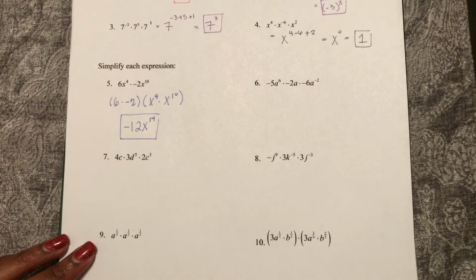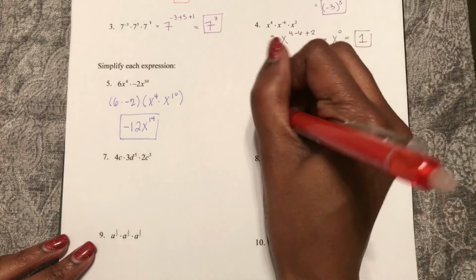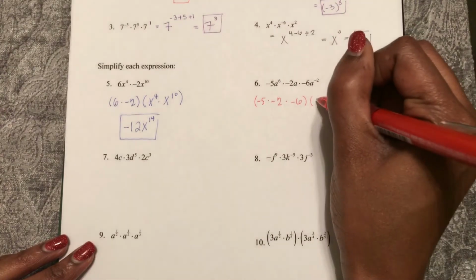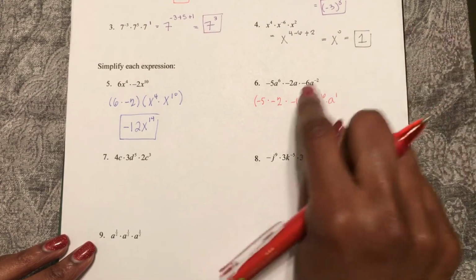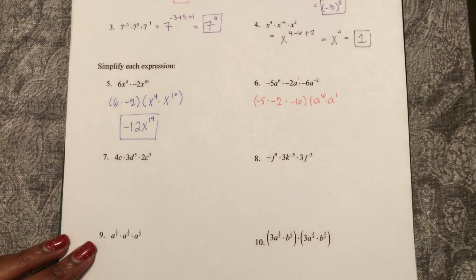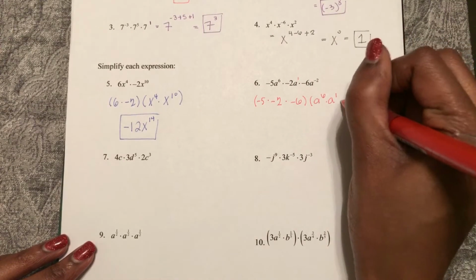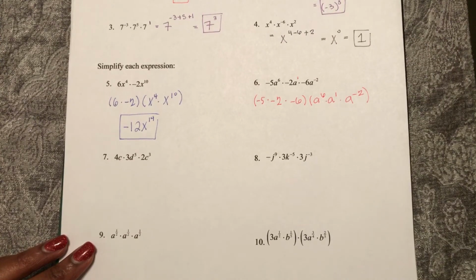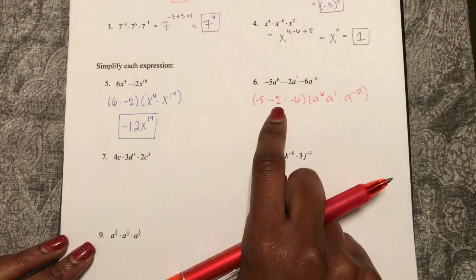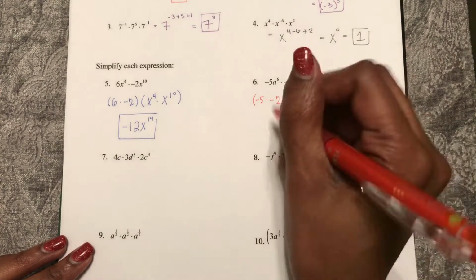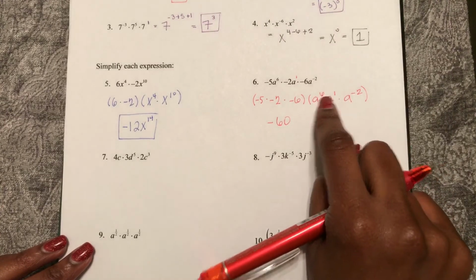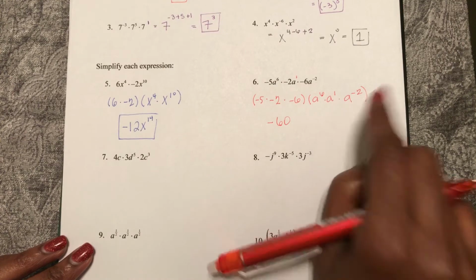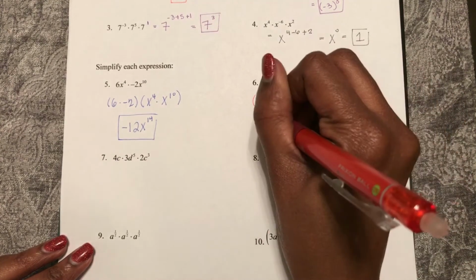So number 6, once again, this becomes negative 5 times negative 2 times negative 6 multiplied by a to the 6 times a to the 1, right? Because there's a 1 if there's no exponent written, times a to the negative 2. So now I can simplify my answer. Negative 5 times negative 2 is 10, times negative 6 is negative 60. And now I add my exponents here. 6 plus 1 is 7, minus 2, a to the 5th.